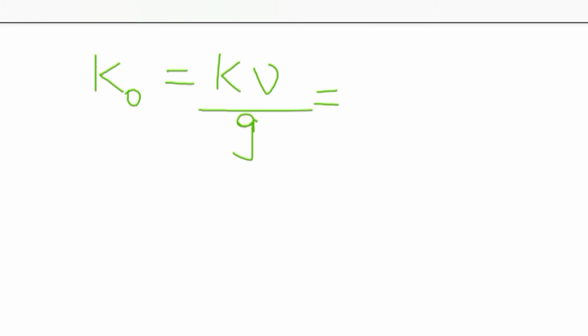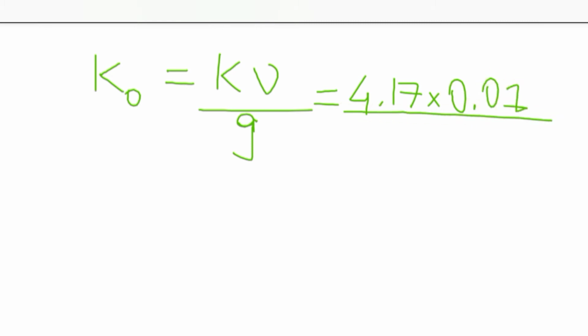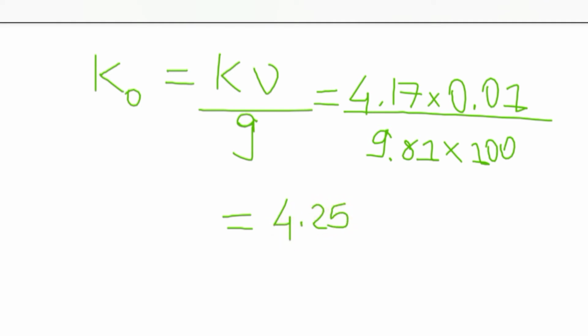So K is 4.17 centimeter per second. Nu, that is kinematic viscosity given to us, is 0.01 centimeter square per second. Then g, as we know, is 9.81 meter per second square, so we'll convert it to centimeter per second square by multiplying it with 100. On solving, we get K naught is equal to 4.25 into 10 raised to minus 5 centimeter square.